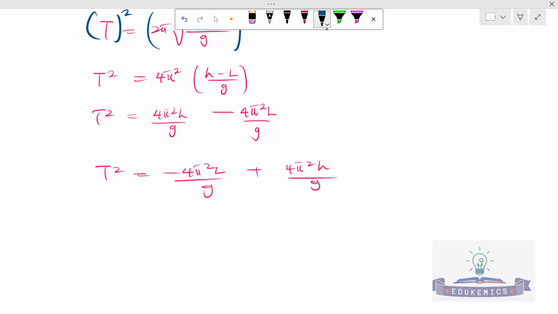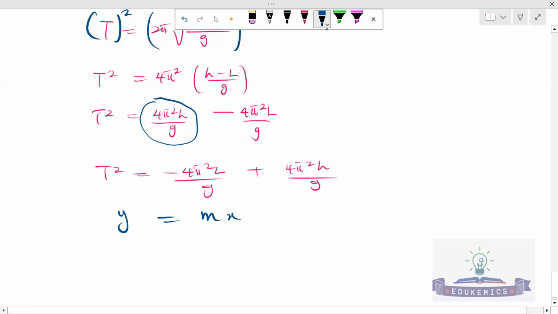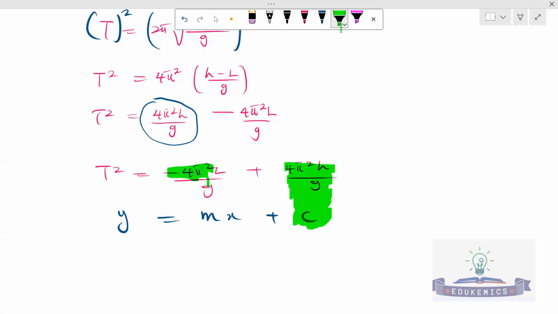Why do I have to? All these are constant values, so it will fall under the intercept. So it's the intercept. So we compare this with y equals mx plus c. We can see that c is the intercept, and that this is the slope.